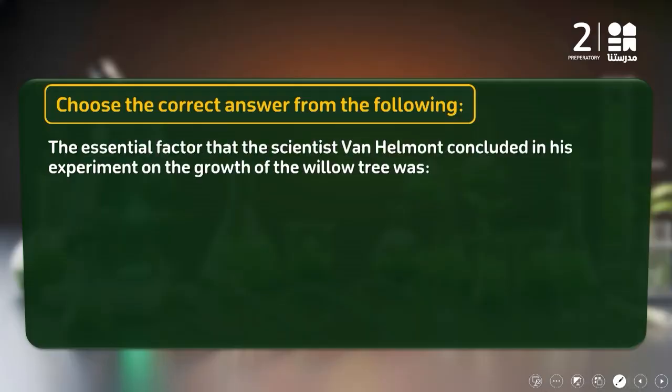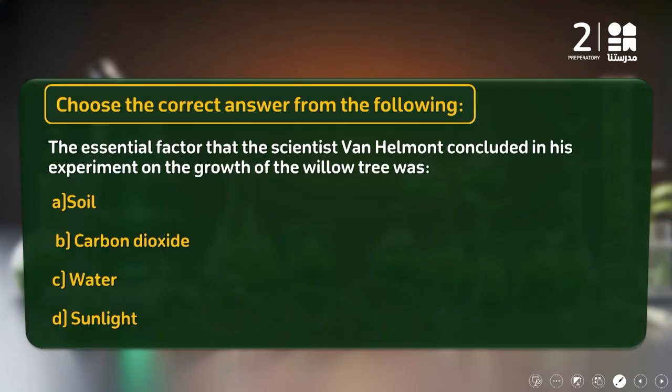The second question is, choose the correct answer again. The essential factor that the scientist Van Helmont concluded in his experiment on the growth of the willow tree was... Let's see the choices. There are 4 choices. The first one is soil, carbon dioxide, water, and sunlight. The soil is the source of water and the mineral salts.